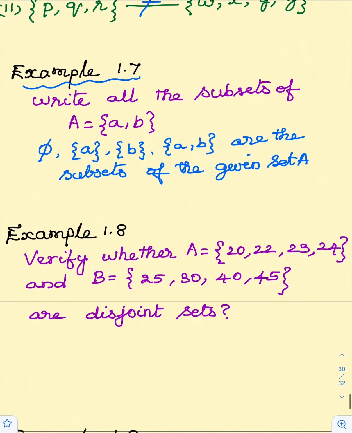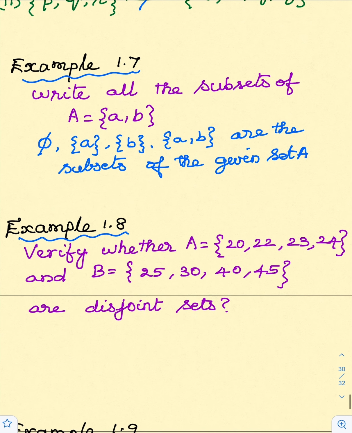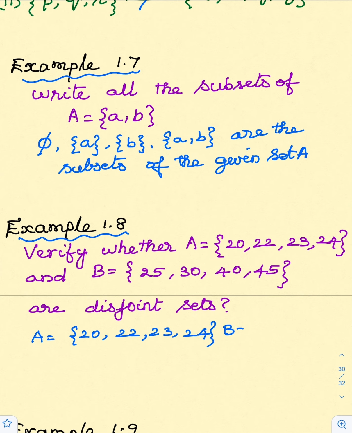Next we go to example 1.8. Verify whether A with elements 20, 22, 23, 24 and B with elements 25, 30, 40, 45 are disjoint sets. So let us first take down and write the sets. A is 20, 22, 23, 24 and B is 25, 30, 40, 45.